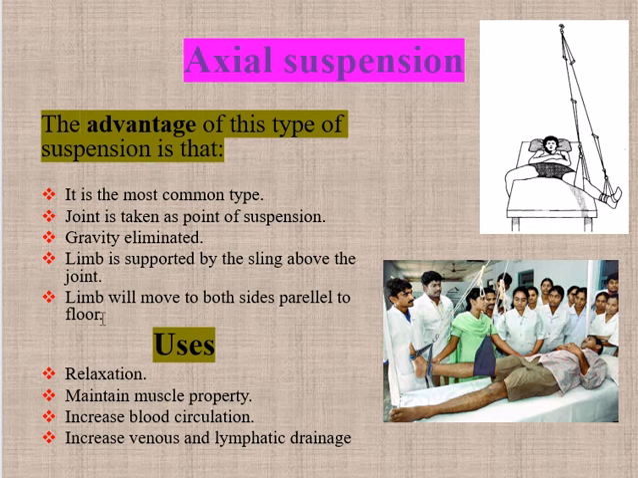of the limb. What are the uses of axial suspension? Relaxation. It maintains muscle properties, increases blood circulation, and obviously it increases venous and lymphatic drainage.